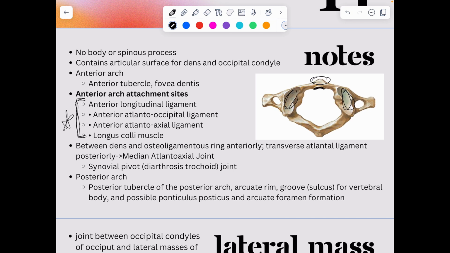Between the dens and the osteoligamentous ring anteriorly, we have the transverse atlantal ligament posteriorly, and that's going to make the median atlantoaxial joint. So the transverse atlantal ligament will go like right here around the dens and create the osteoligamentous ring, which is a synovial pivot joint.